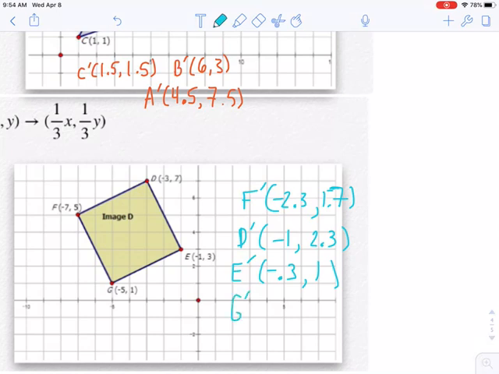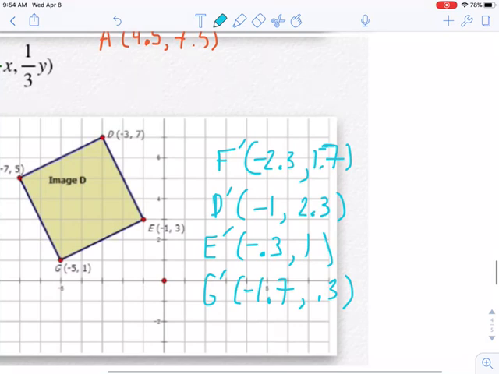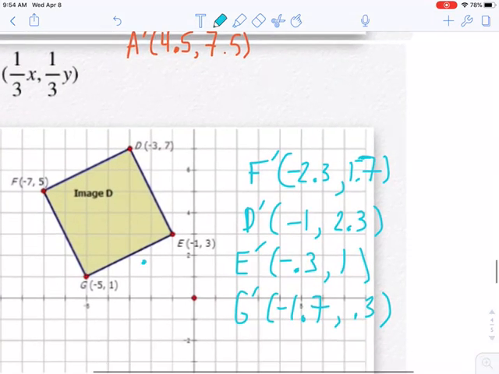And then G prime is going to be -1.7, 0.3. So a lot of awkward numbers, and then we just have to do our best to graph these numbers. So let's just start at F. That's -2.3, 1.7. So -2.3, 1.7, boom. I'm just going to say, well, that's F prime right there. Then D is at -1, 2.3. So I'm going to put that there.